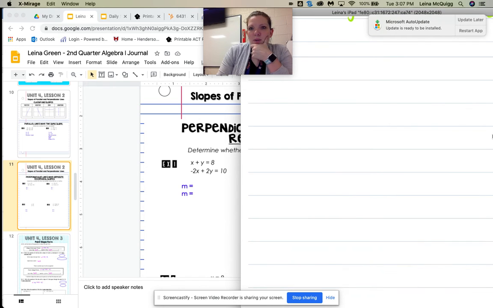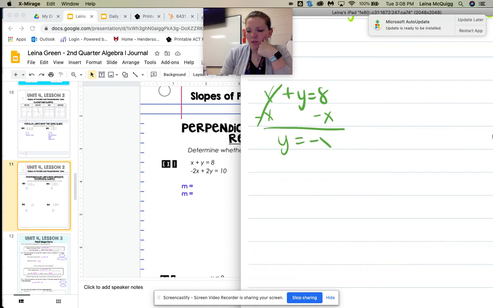So this first equation, we have x plus y equals 8. I want to get y by itself, so I'm going to subtract x from both sides. So x minus x is 0. I have y equals negative x plus 8. So my slope here, m equals, there's a negative sign in front of x. The number right in front of x is my slope. So there's a negative sign there, and I have this understood number in between here. Even though I don't see it, it's there. So my slope is negative 1.